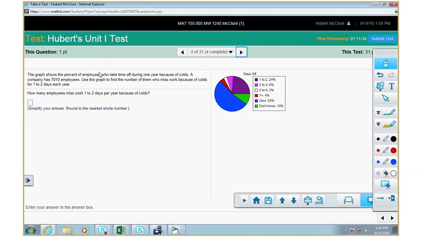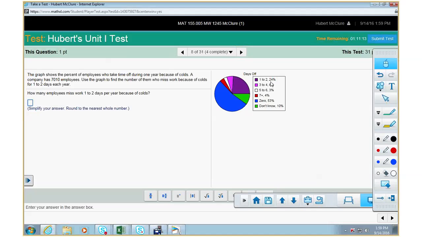So 24% of 7,010 is what number? That's a sentence question. Round to the nearest whole number, because these are bodies, these are people working, so they don't want a decimal. You can't have 0.5 people. So you would say 24% of 7,010, or whatever number that is, because that number will change on your test. So 24% of 7,010 is 0.24 times 7,010.